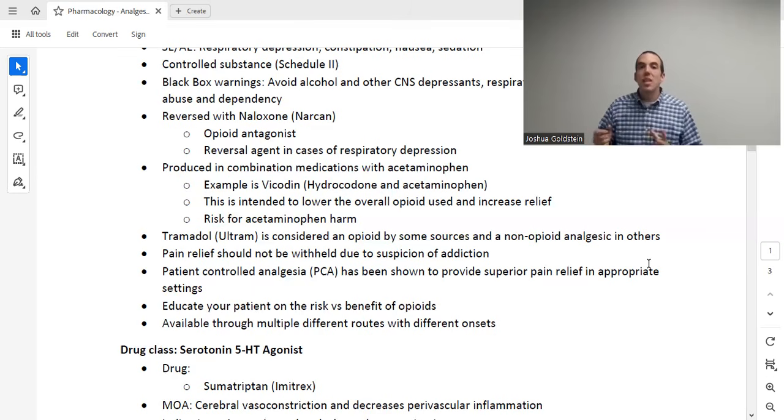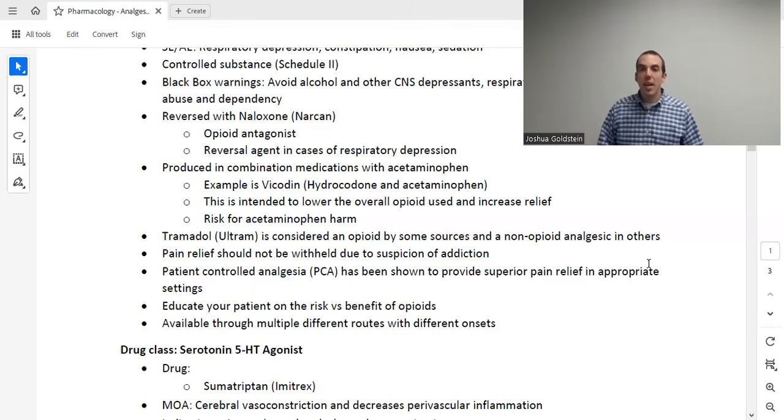Pain relief should not be withheld due to suspicion of addiction. And this can't be overstated. It is not your role as an RN to determine whether or not a patient deserves to get treated for their pain. You are going to assess the patient, you're going to document, you're not going to blindly do it, but you're also not going to withhold a drug on your own authority because you feel that the patient is just here drug seeking or something like that. You discuss it with the provider, let them make a decision.